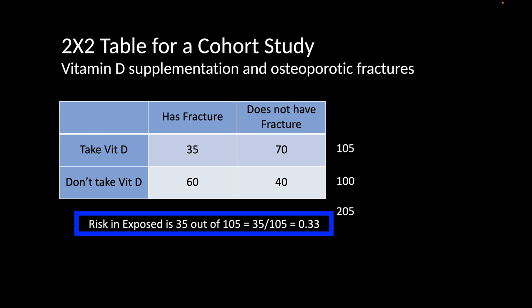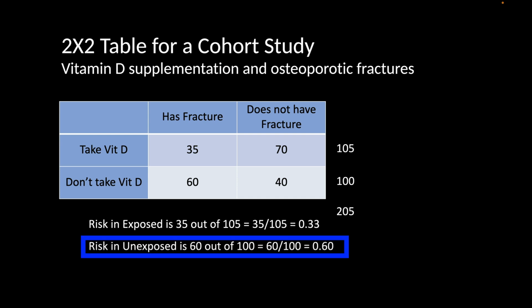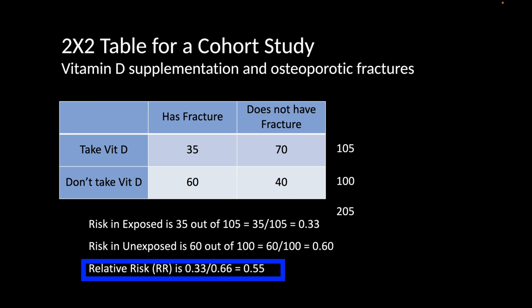So it's 35 out of 105, or 35 divided by 105, which gives you 0.33 as your risk in that group. And then the risk in the people who don't take vitamin D is 60 out of the 100 people who weren't taking vitamin D at baseline. So that's 0.6. And then to find the relative risk, which again we can find from a cohort trial, you just take the ratio of risks.